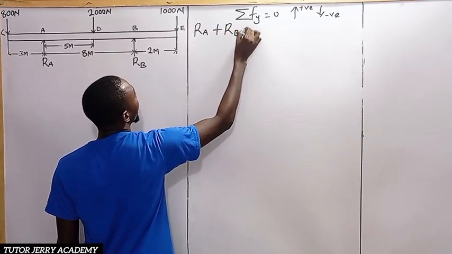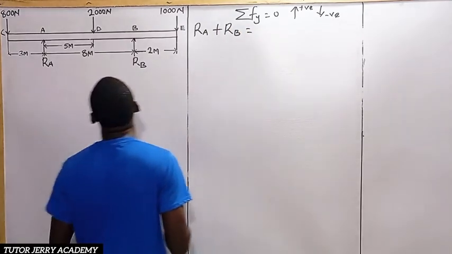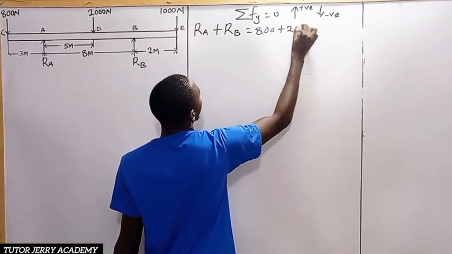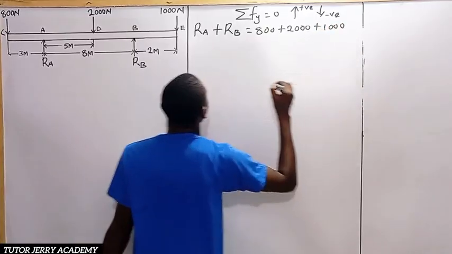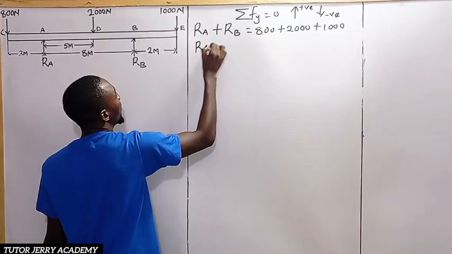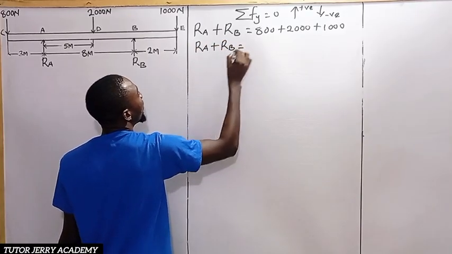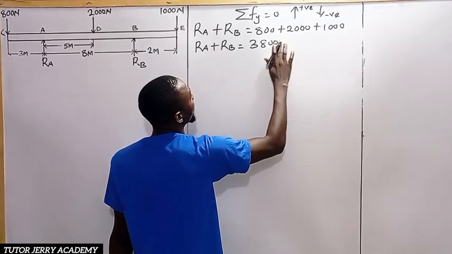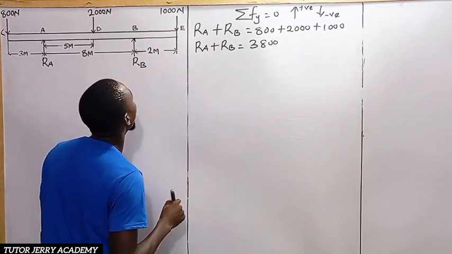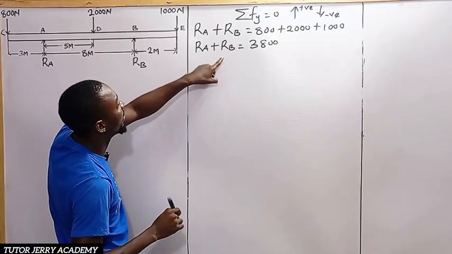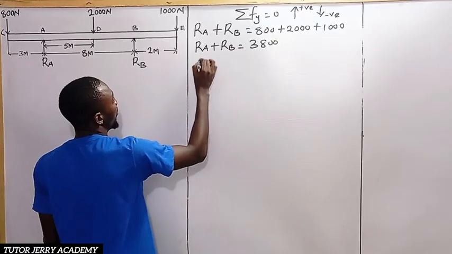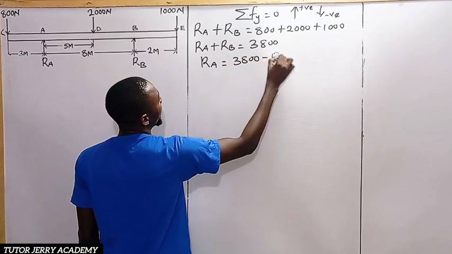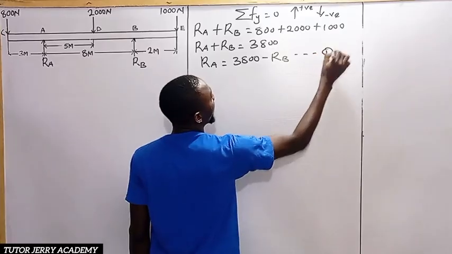So the sum of reaction at A plus the sum of reaction at B will be equals to the sum of the downward forces. That is 800 plus 2000 plus 1000. Alright. So reaction at A plus reaction at B will be equals to 3800. So if we make RA the subject here, I'm going to have our reaction at A to be equals to 3800 minus reaction at B. So let's call this our equation number 1.